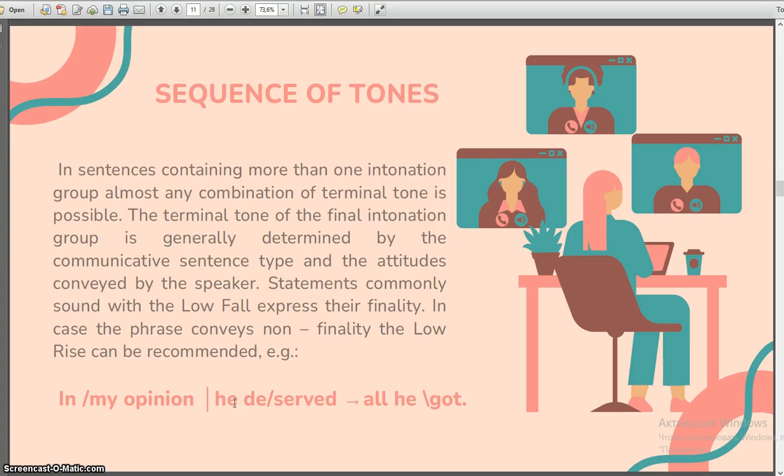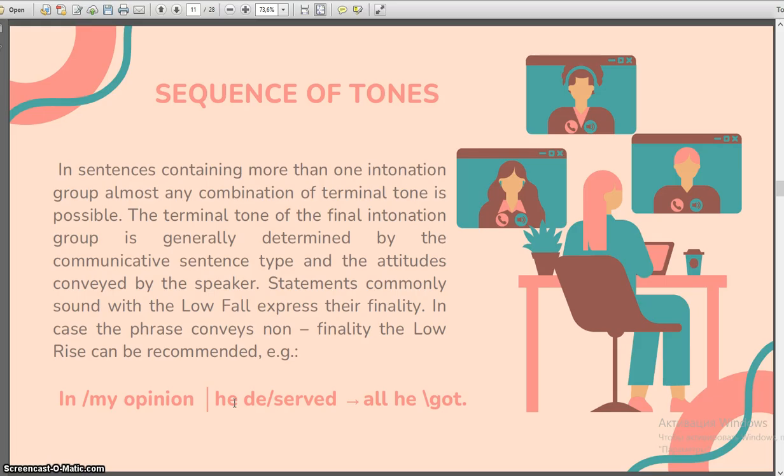Sequence of tones. In a sentence containing more than one intonation group, almost any combination of terminal tones is possible. The terminal tone of the final intonation group is generally determined by the communicative sentence type and the attitudes conveyed by the speaker.